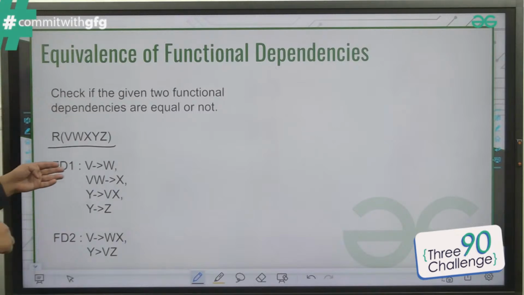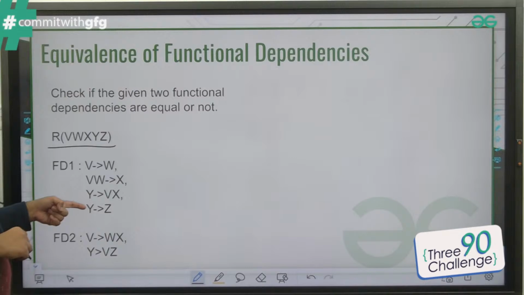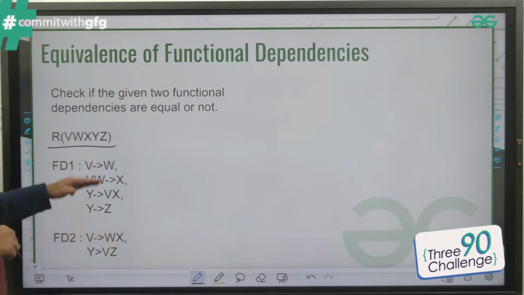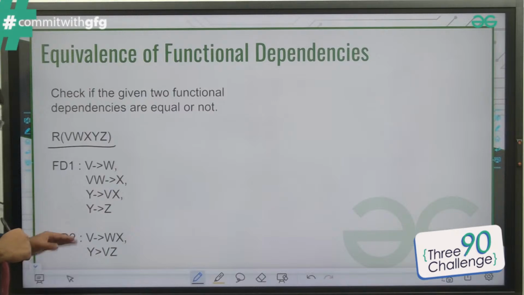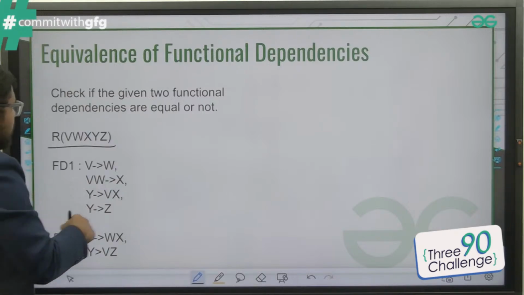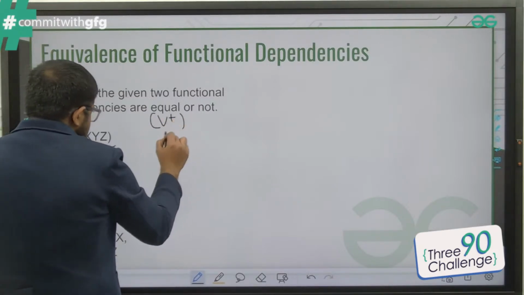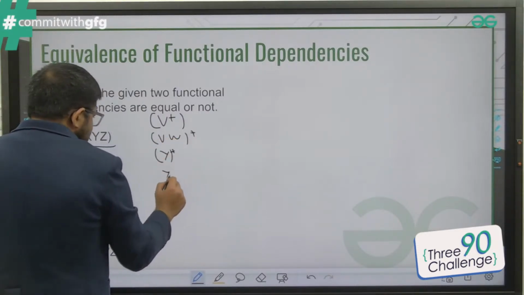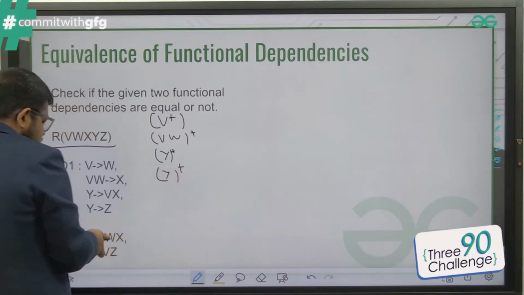So what I can do is calculate the closures of the left hand side of functional dependency set 1 with the help of functional dependency set 2. If I can find all these dependencies, then I can say functional dependency set 1 is a subset of functional dependency set 2, because the expressive power of functional dependency set 2 allows me to generate all these functional dependencies which are present in functional dependency set 1. So I will find v plus, I will find vw plus, and I will find y plus, with the help of this.